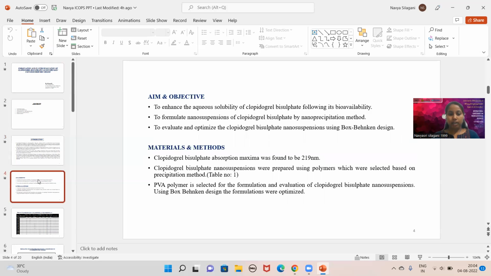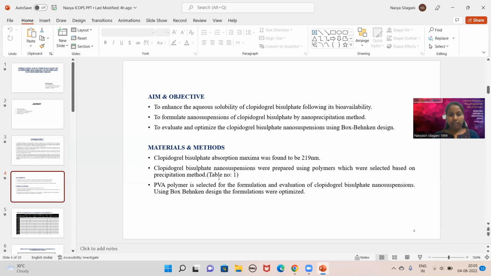Coming to the aim and objective, this study is to enhance the aqueous solubility of propyl bisulfate and thereby its bioavailability, to formulate the nanosuspension of propyl bisulfate by the nanoprecipitation method, and to evaluate and optimize the propyl bisulfate nanosuspension using Box-Behnken design.